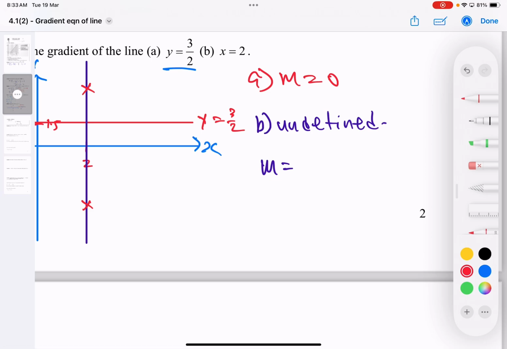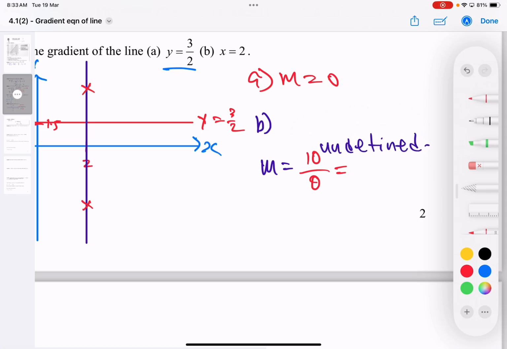What is the rise? Doesn't matter. Let's say the distance between here and here is 10. I don't know, it doesn't really matter, I just choose any 2 points. Okay, so I'm going to say it's 10. But what is the run? It is a vertical straight line, so the run is actually 0. Can you divide anything by 0? You can't. That is the reason why it is undefined. Because when you try to divide by 0, it's undefined.